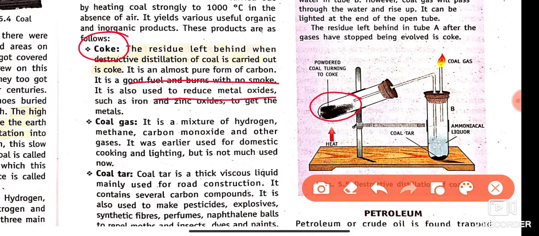Next is coal gas. Coal gas is a mixture of hydrogen, methane, carbon monoxide and other gases. It was earlier used for domestic cooking and lighting, but it is not much used now. जब शुरुआत में था तो इसे कुकिंग के लिए यूज़ किया जाता था, but now it's not used much because LPG and CNG have taken the place of this gas.